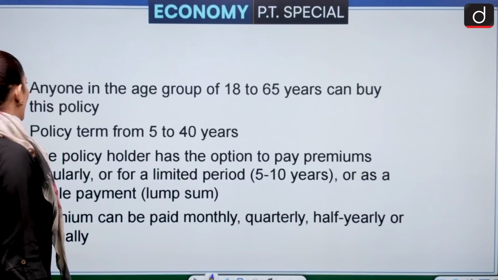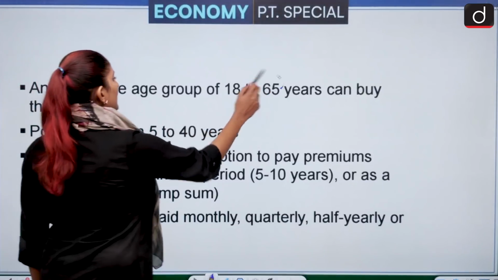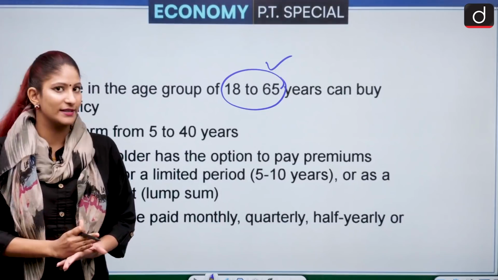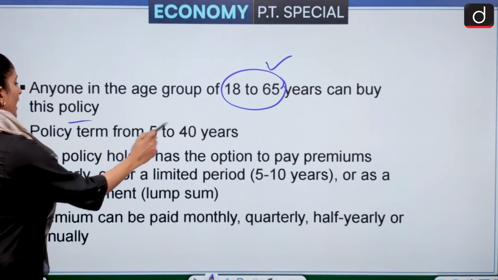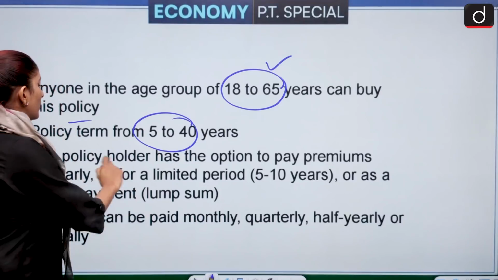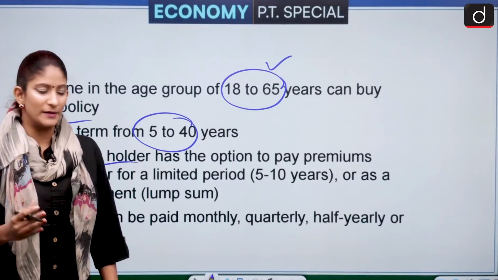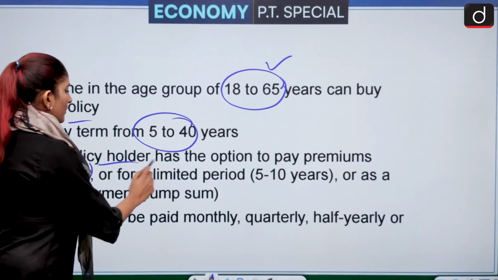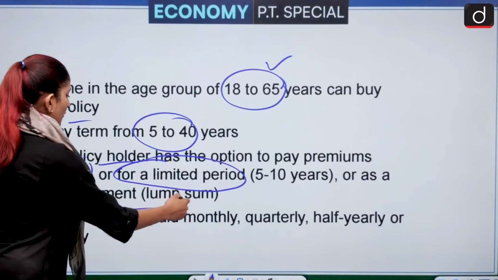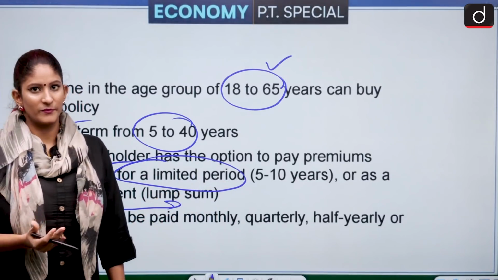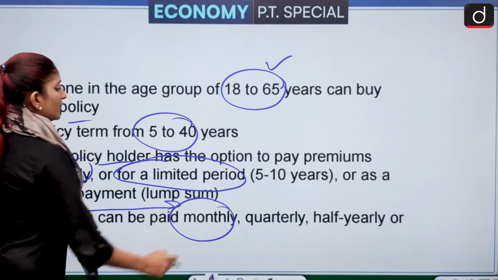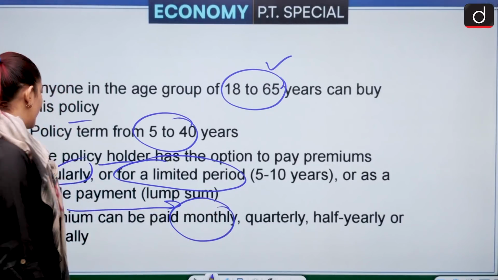Okay, moving on. Anyone in the age group of 18 to 65, keep this in mind. Age group is 18 to 65, can buy this policy, and the policy term from 5 to 40 years is there. Now, the policy holders have the option to pay premium regularly or for a limited period, 5 to 10 years, or pay the entire amount in lump sum. So, these are the flexible criteria of it. Premium can be paid monthly, quarterly, half-yearly or annually.